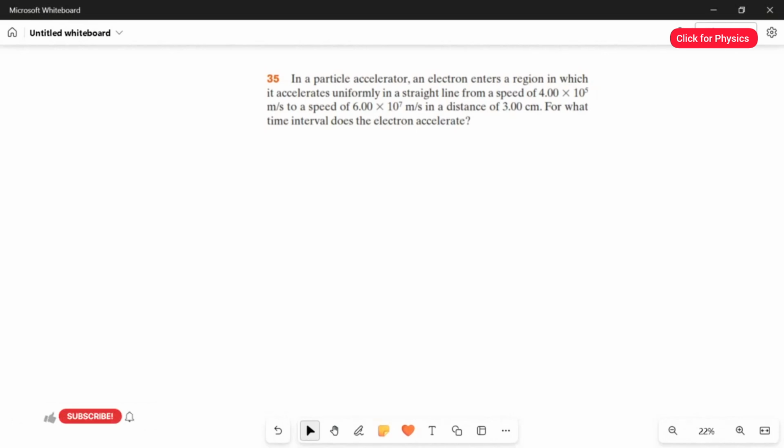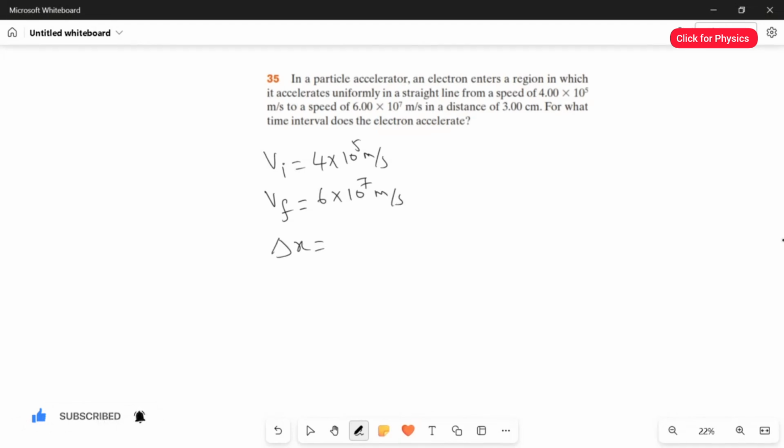So in this question also, we are going to find the time value, but first of all we have to write what is given in the question. Initially the electron has the initial speed vi equal to 4 × 10^5 meters per second, and the final speed vf equal to 6 × 10^7 meters per second, and the distance is given as 3 centimeters. We have to convert this centimeter to meter, and you will get 0.03 meter.